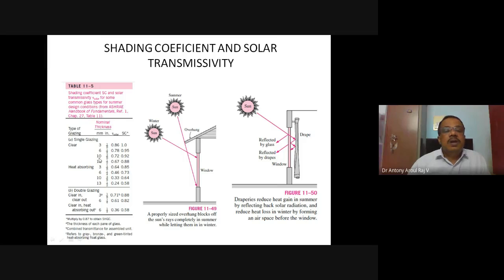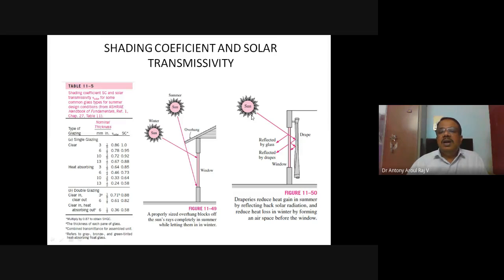Now when I increase the thickness, I find that the shading coefficient is decreasing. That means the amount of energy entering into the building is decreasing. Similarly, if I have heat absorbing glass, like a tinted glass, again this value is decreasing. And if you go for double glazing, again you will find that your shading coefficient will be decreasing. Regarding this, we will have a discussion.